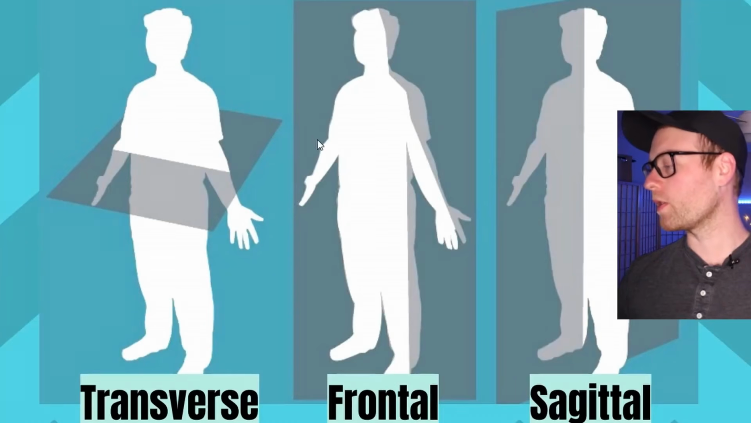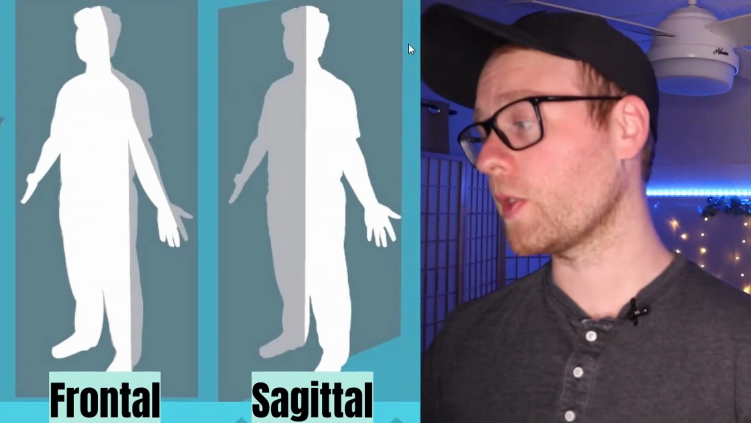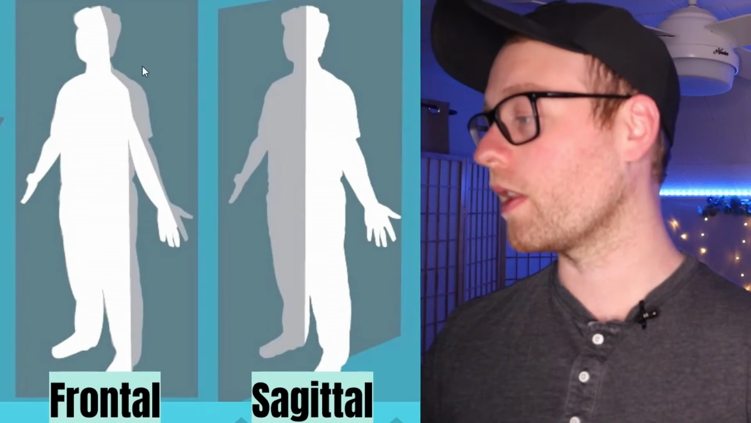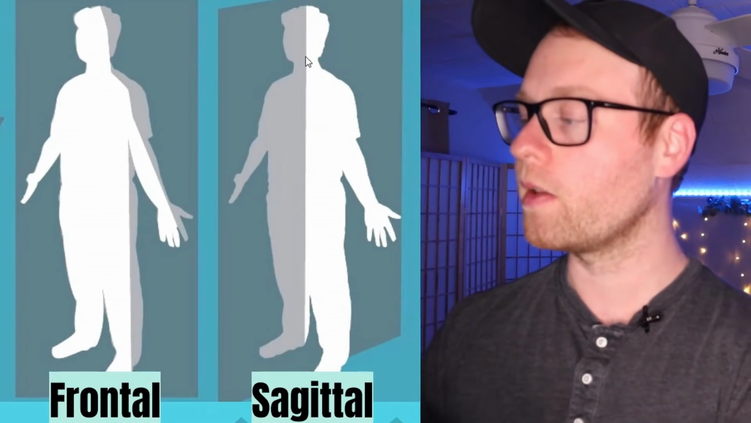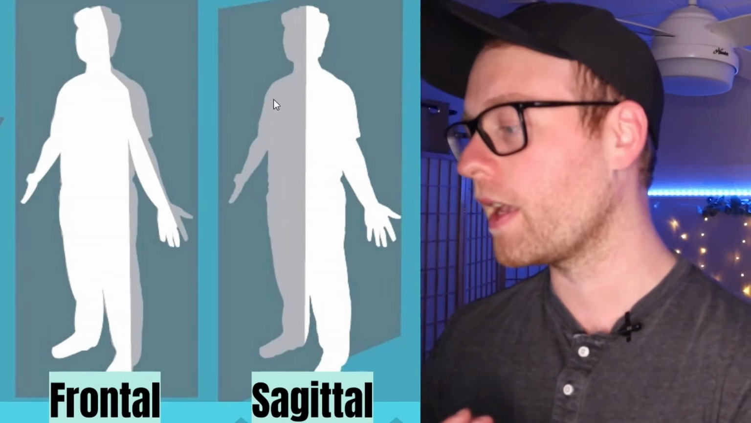This brings me to the frontal plane, which divides the body into front and back halves. So the sagittal plane goes to the front and the back of the body, and the frontal plane goes to the left and the right of the body. We already said that because of the sagittal plane, the movements follow that plane of motion, so to the front and the back of the body.